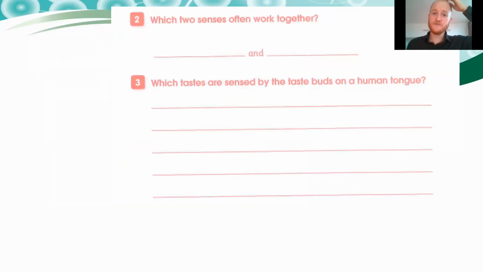Question 2, which two senses often work together? Well, we did this, taste. It was in your previous revision lesson. I think you should know already which senses work together.